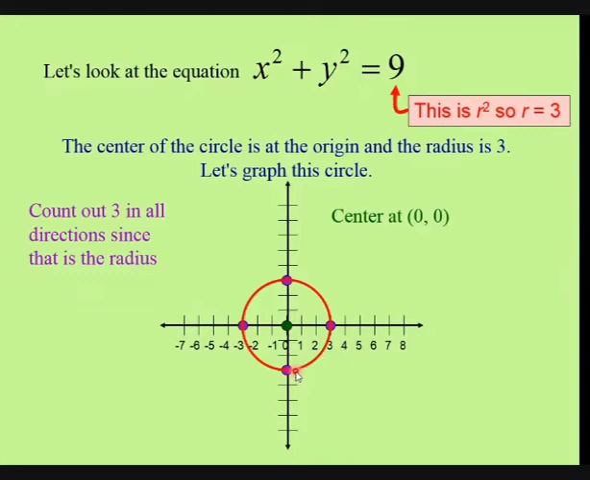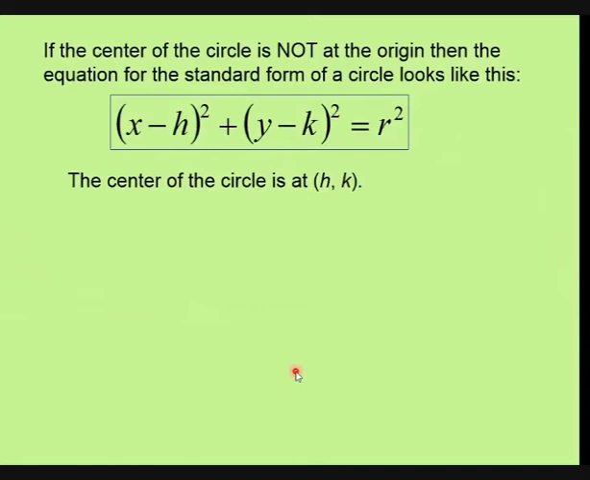Okay po? Okay, next. If the center of the circle is not at the origin, then the equation for the standard form of a circle looks like this. The quantity x minus h squared plus the quantity y minus k squared equals r squared. The center of the circle is at (h, k), meaning these values here. Kanina di ba we have only x squared and y squared, pero this time meron na tayong h at saka k. Yung (h, k) na yon, those are actually the coordinates of the center of the circle. Kanina, sa unang equation natin, we are sure that the center is at 0, 0. Pero in this equation, we have the values (h, k) to be the coordinates of the center of the circle.